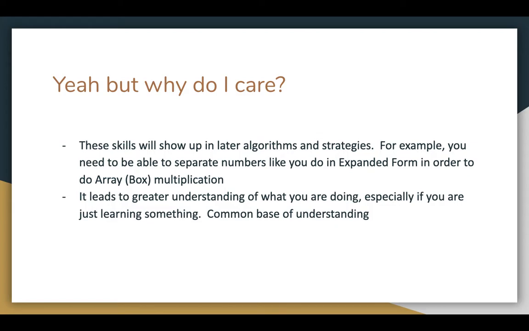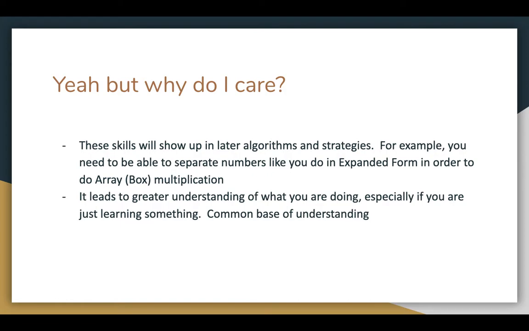So, like I said, why do we care? These skills will show up in later algorithms and strategies. And if you remember, algorithm's a fancy word for a strategy or a way to do something. So, you need to separate numbers like you do in expanded form to do array, or like sometimes we'll call it in class, or sometimes people call it box multiplication. So what I mean is if you're multiplying 25 times 32, you need to be able to break it up into 20 and 5 and 30 and 2. And that's basically what you're doing in expanded form anyway. So these skills do transfer over.